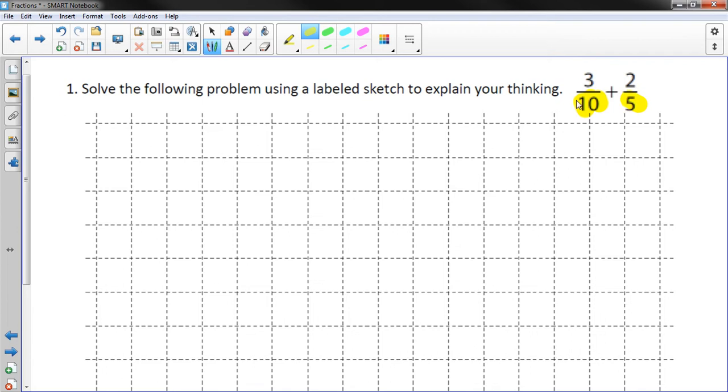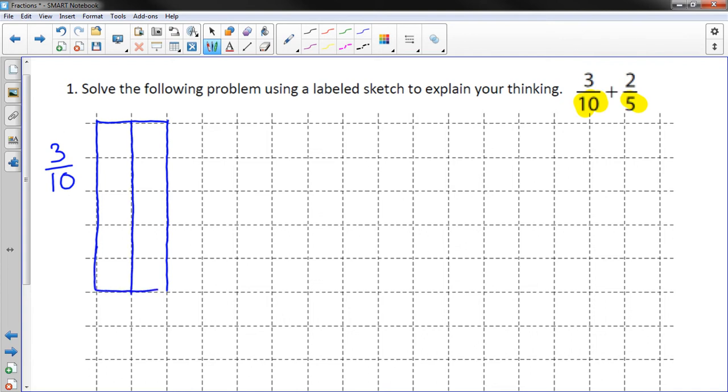I'm going to start with the 3/10. So I need to make 3/10. Remember, the bottom number, the denominator, tells me the size of my rectangle, the area of my rectangle. And the 3 on the top tells me how many I shade in. 3/10. And I'm going to add 2/5.